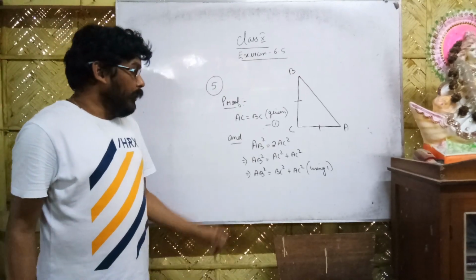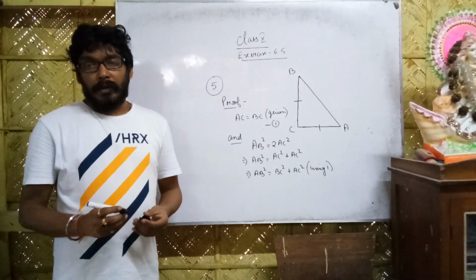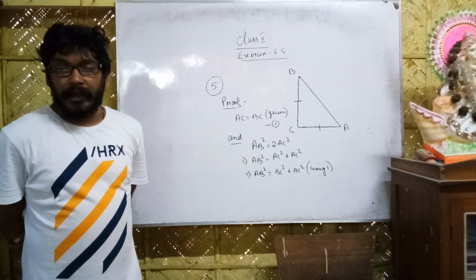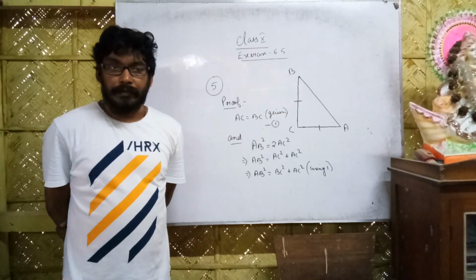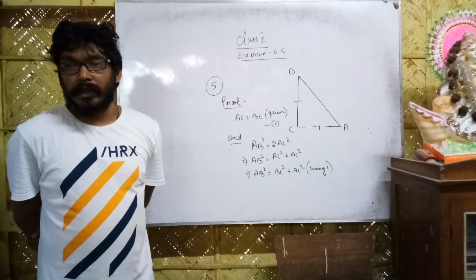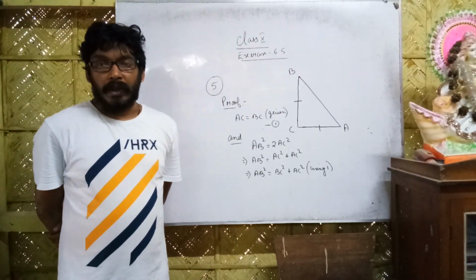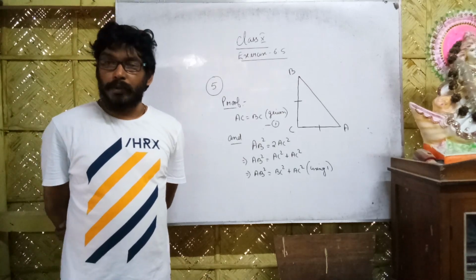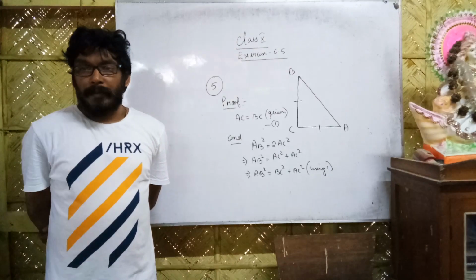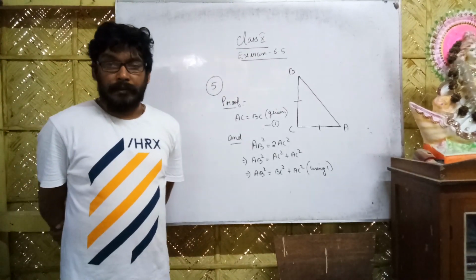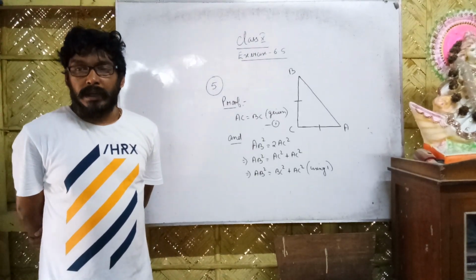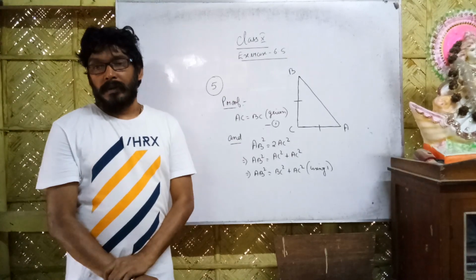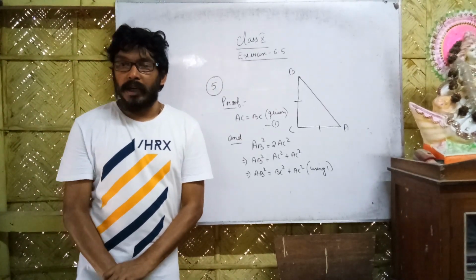We know, if the square of one side of a triangle is equal to the sum of the squares of the other two sides, then the angle opposite to the first side is equal to 90 degrees.